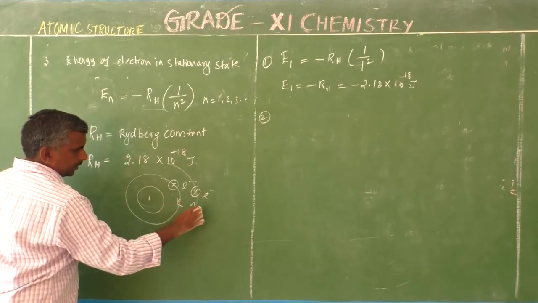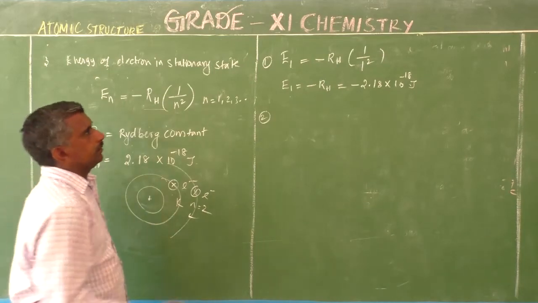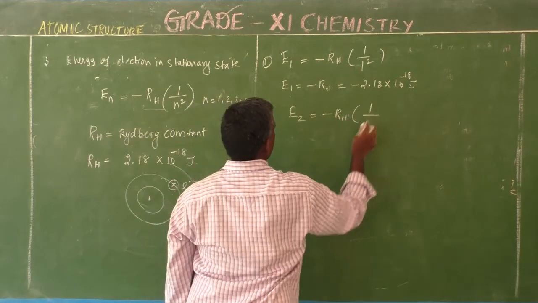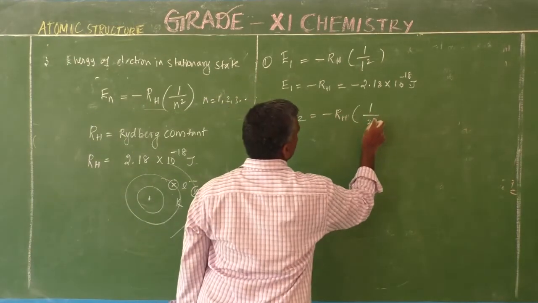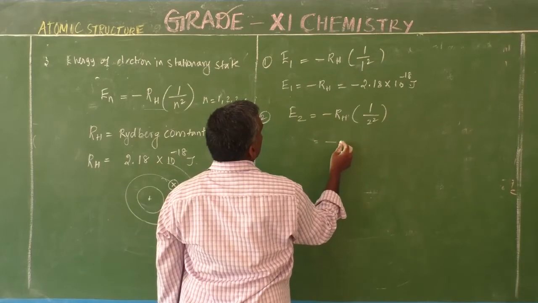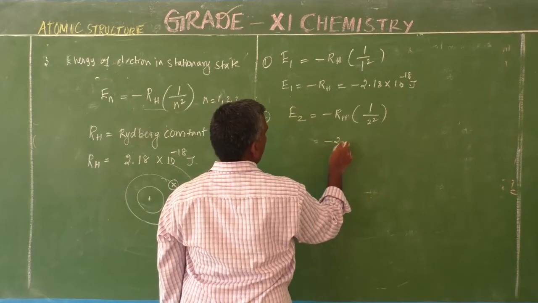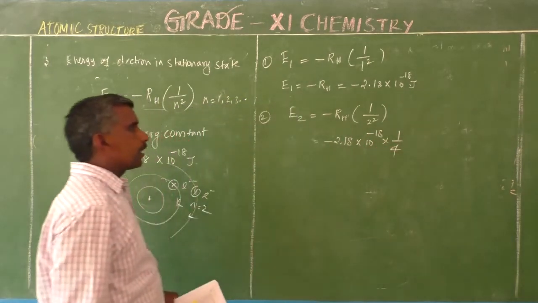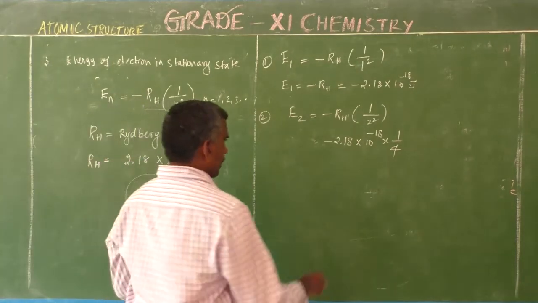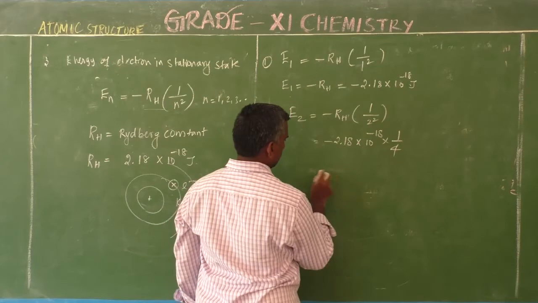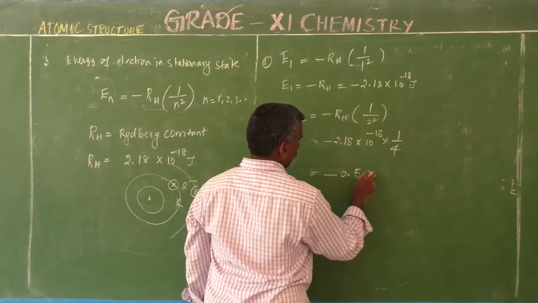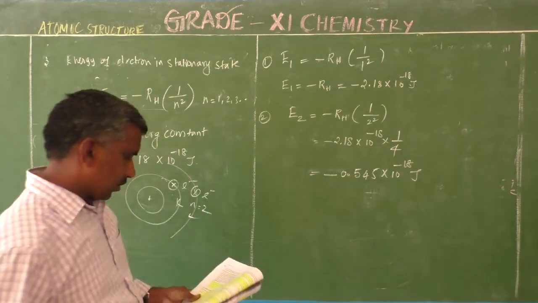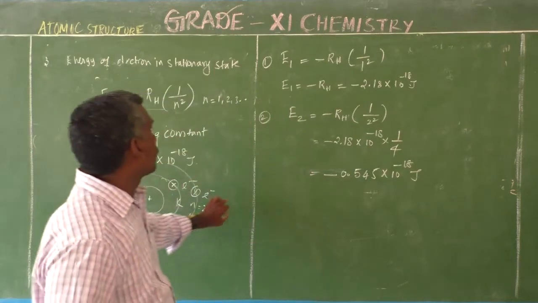Suppose the electron is present in the second cell, the L cell. What is the energy? E2 is minus RH times 1 by n squared, with n equal to 2. The RH value is minus 2.18 into 10 power minus 18 times 1 by 4, which gives minus 0.545 into 10 power minus 18 joules. This is one formula.